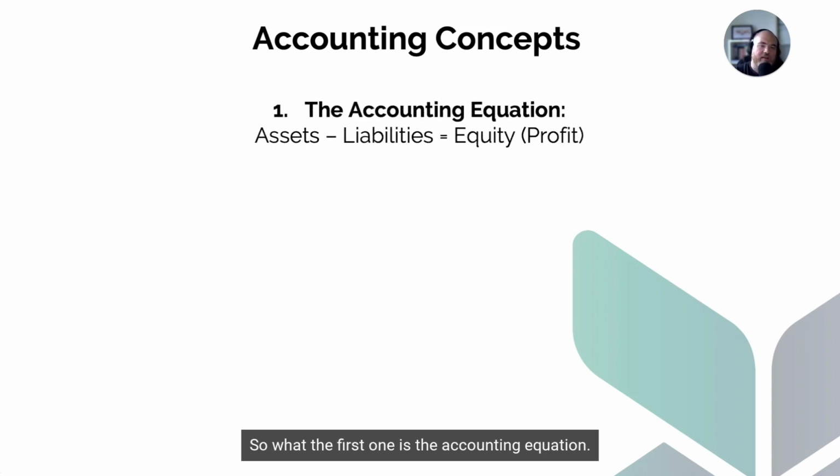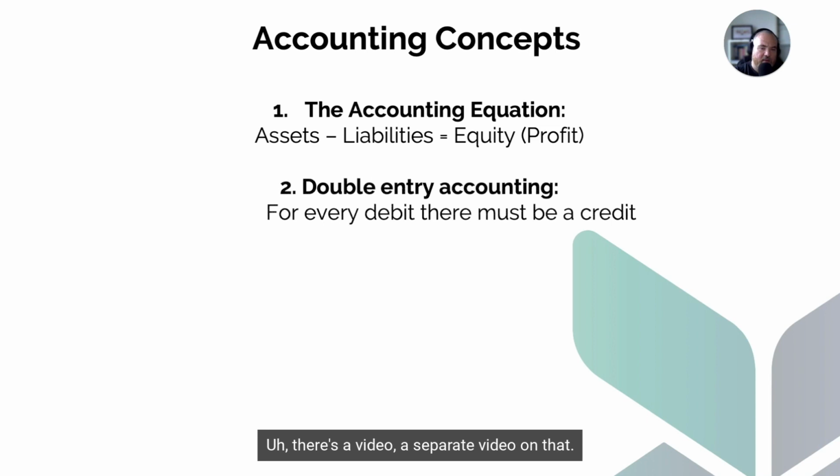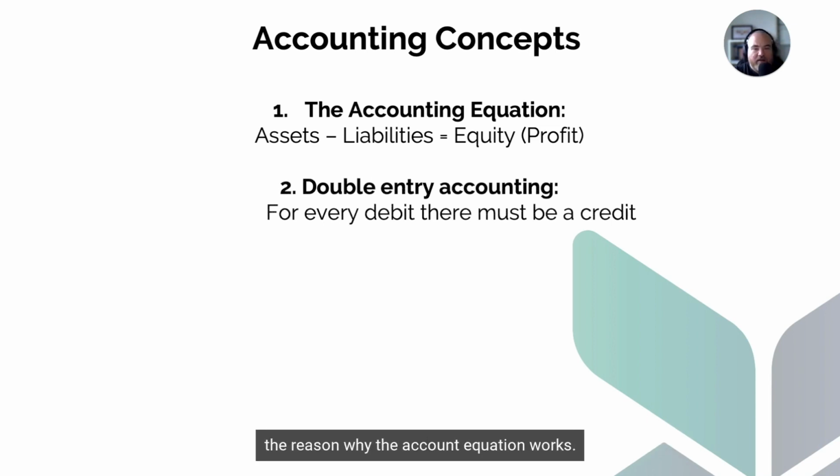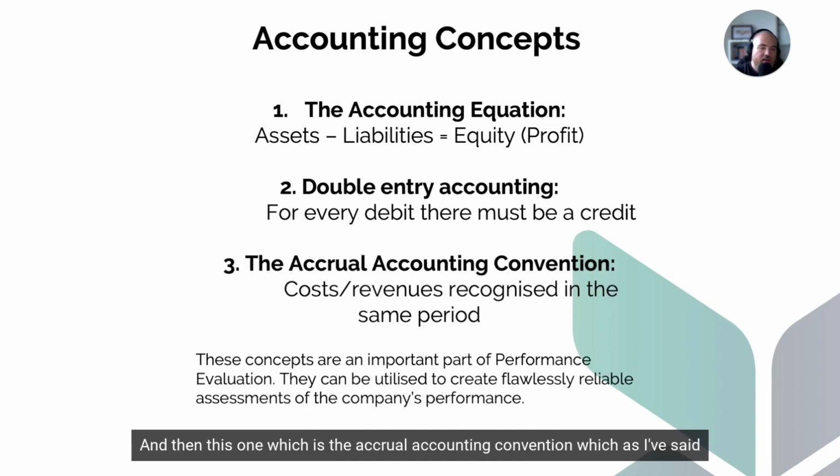So, just as a recap, these are the three accounting concepts. The first one is the accounting equation: assets minus liabilities equals equity. There's a separate video on that. Double entry accounting: for every debit there must be a credit, which is the reason why the accounting equation works. So check out the video on that. And then this one, which is the Accrual Accounting Convention, which, as I've said in another video, is the key difference between the three: the first two are all about numerical accuracy.